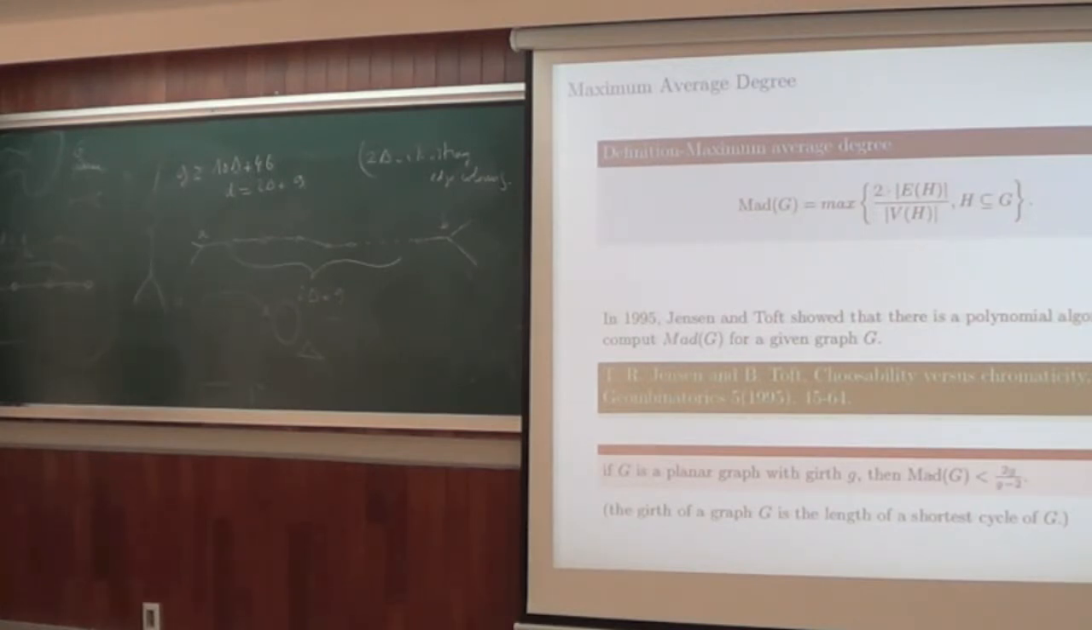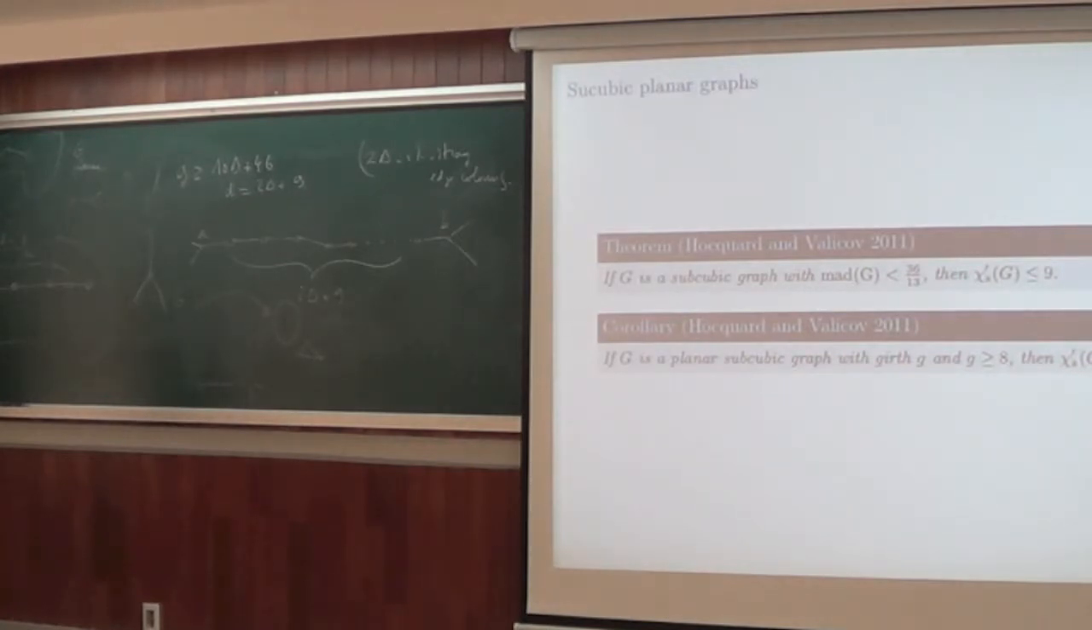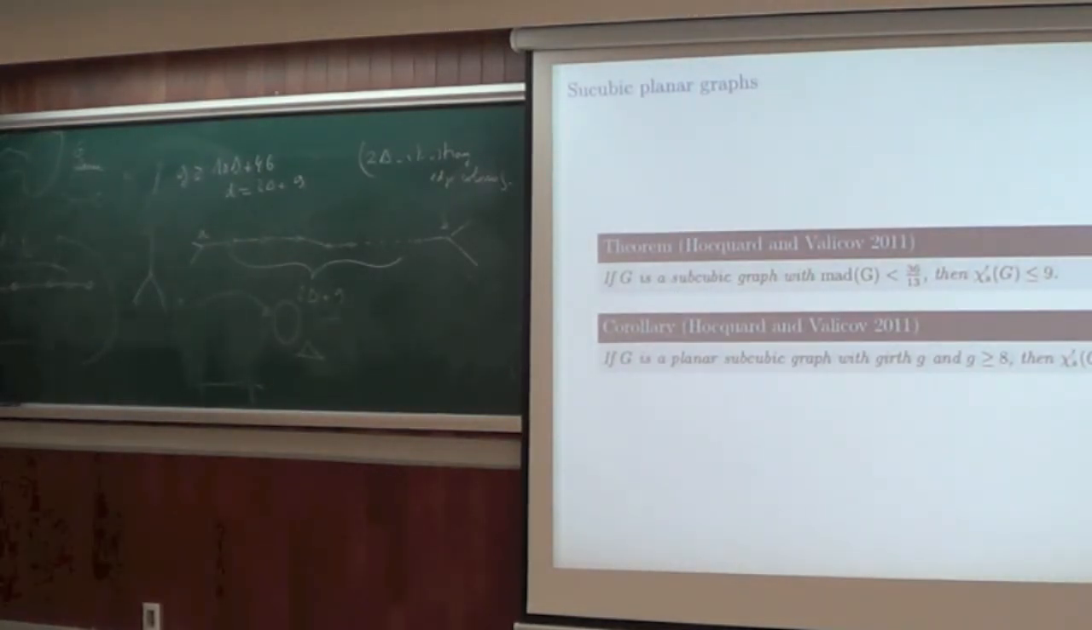And it is very well known that there is a relationship between the girth of the graph and the maximum average degree of the graph. If you have a planar graph with girth g, then the maximum average degree is at most twice g divided by g minus 2. And what Petru and Hervé proved is that if the graph is subcubic and the maximum average degree is less than 36 over 13, then the strong chromatic index is less than or equal to 9. So it is not the conjecture, but it is something. And so for planar graphs, it gives that if your girth is at least 8, then the strong chromatic index is at most 9.